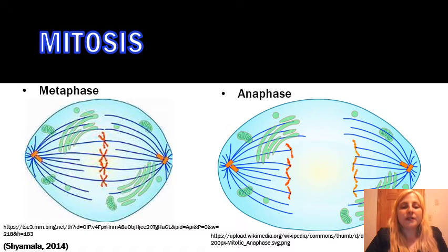Next, the third step in mitosis is anaphase. During this phase, the sister chromatids become individual chromosomes by splitting and are pulled toward the ends via the spindles and the pulling of the centrosomes.